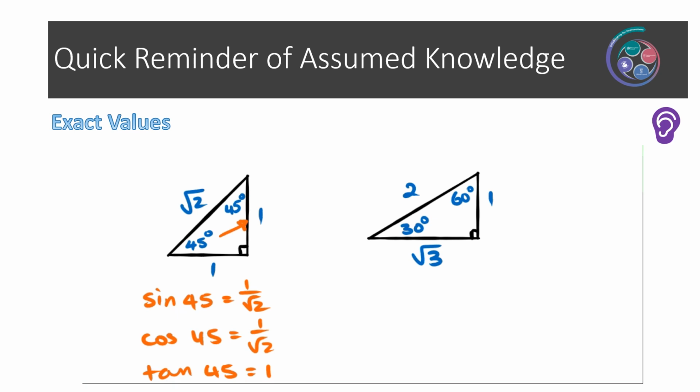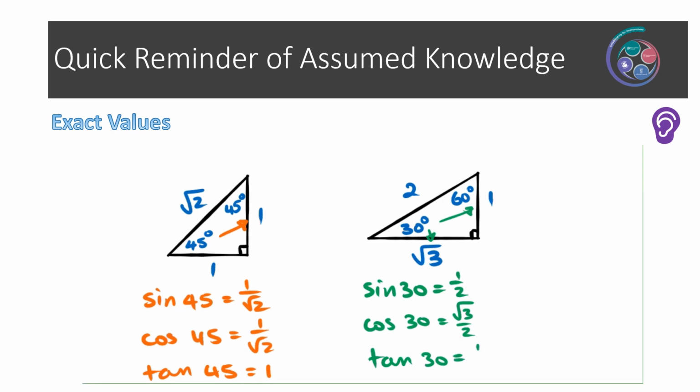For the 30-60 triangle, sine 30, opposite over hypotenuse, 1 over 2. Cos 30, adjacent over hypotenuse, the adjacent one is here, the one next to it, so that is root 3 over 2. And then tan 30, opposite over adjacent, 1 over root 3.